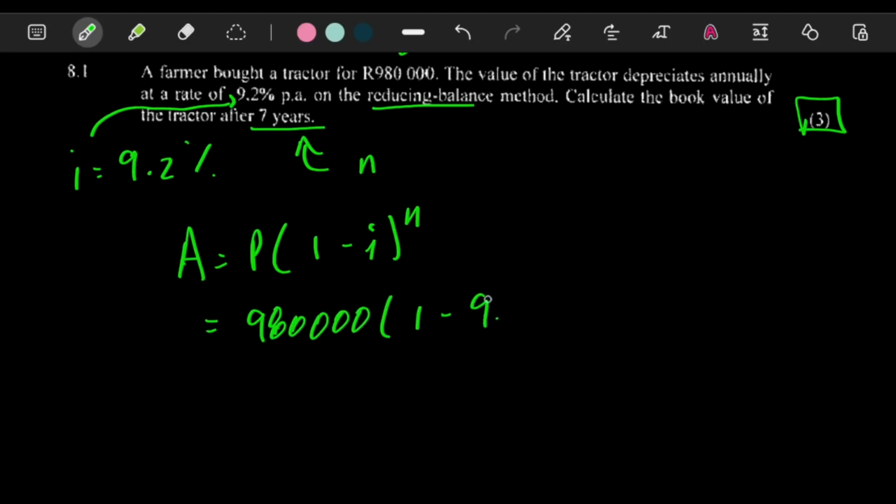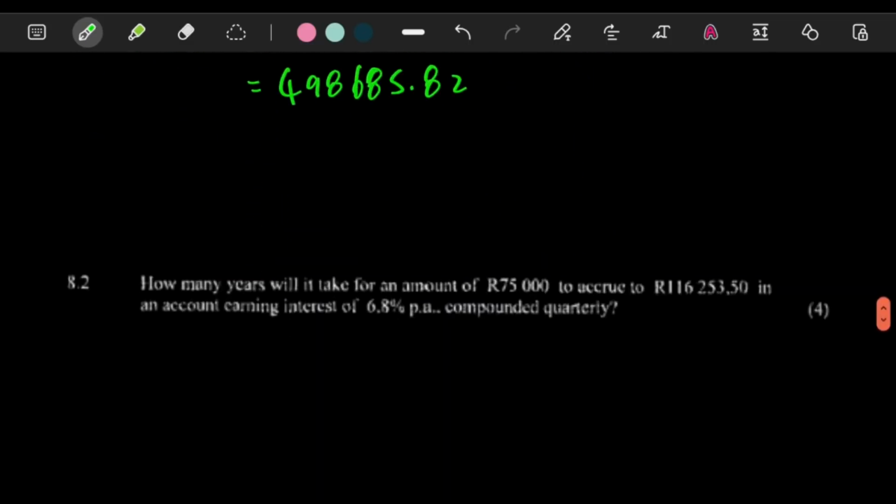So I always write the percentage symbol so that I don't have to write it as a decimal or as a fraction or whatever. So here it is in the calculator. Let us see what we're getting over here. It is 498,685.82.